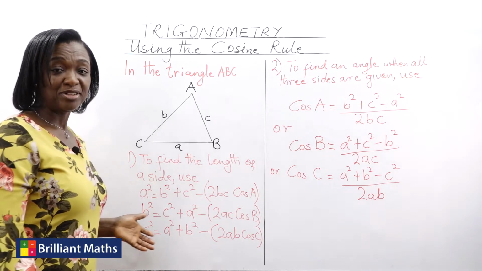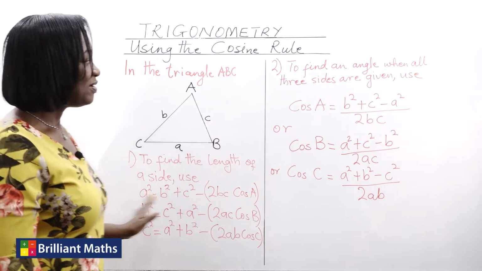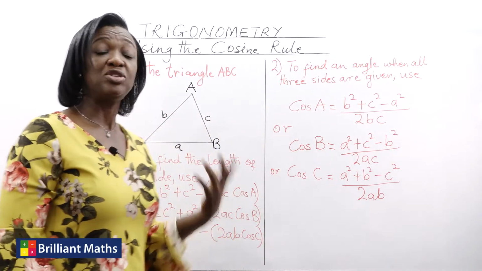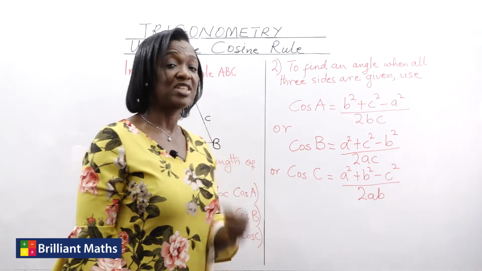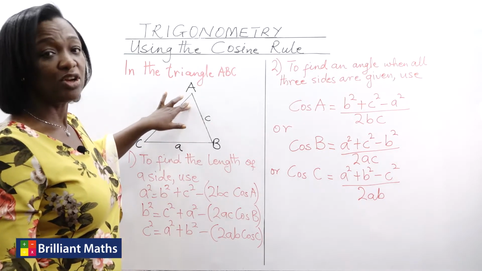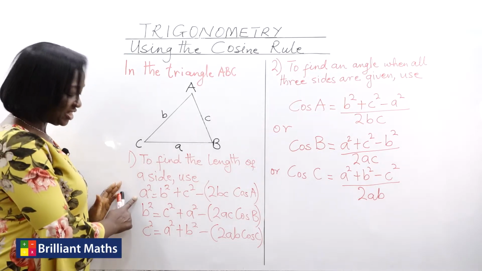To find an angle, you simply transpose the equation we have here. So to find an angle when all three sides are given. So that means you can only find an angle when all three sides have been given. So for cos A, if we're finding cos A, we want to transpose this equation.